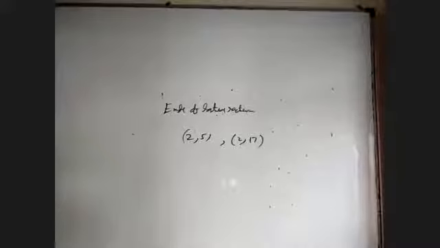Ends of latus rectum are given. Try to draw a rough figure. Sir, y minus 6 whole square equal to 12 into x plus 2. Okay. I think one more answer is also possible. Let's see. y minus 6 whole square equal to 12 into x minus 5 whole square. So x minus 5.